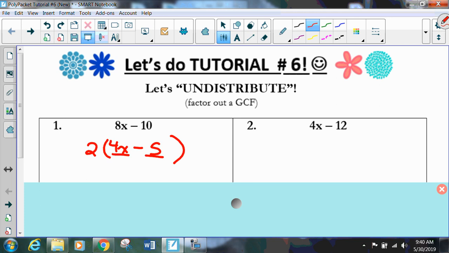All right, let's try this intuitively. Problem number 2, we're going to look at 4 and 12. I want you to think, what's the biggest number that goes into both 4 and 12?